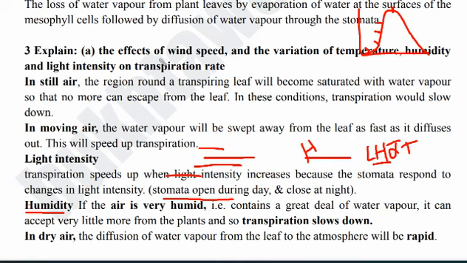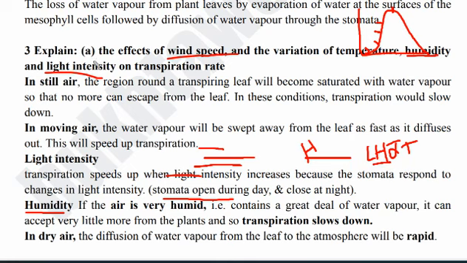Basically, what is the effect of wind speed, temperature, humidity, and light intensity on transpiration rate. So for temperature, we said that the higher the temperature, the higher the rate of transpiration, to a certain limit. Lower the humidity, higher the rate of transpiration; higher the humidity, lower the rate of transpiration.